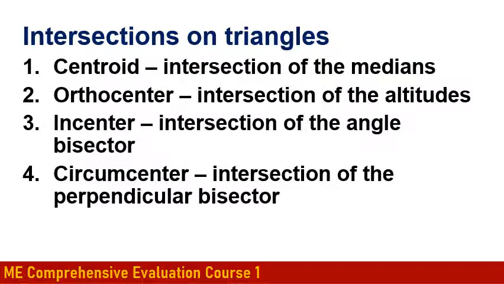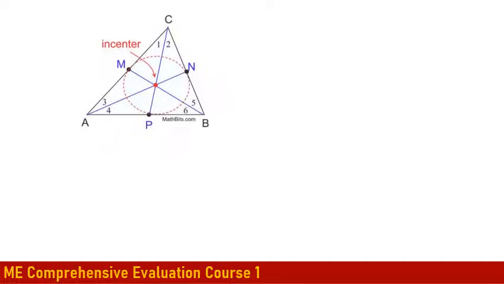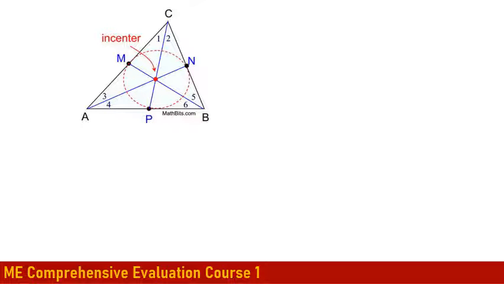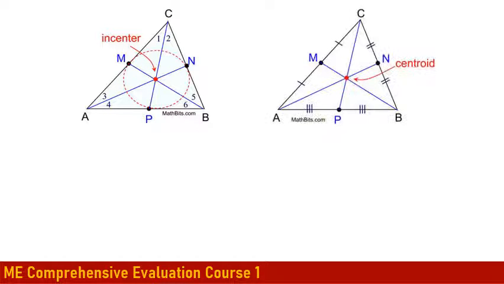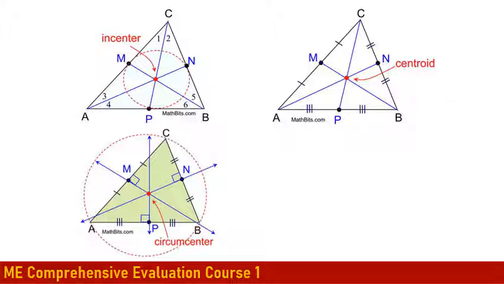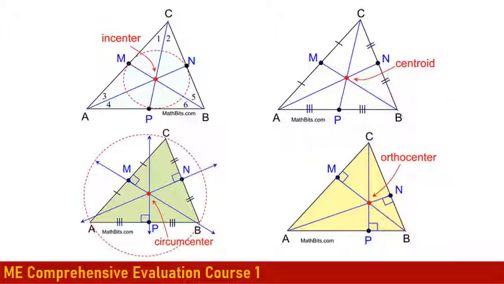The intersections on triangles are as follows. We have the centroid, which is the intersection of the medians, the orthocenter, which is the intersection of the altitudes, the incenter, which is the intersection of the angle bisectors, and the circumcenter, which is the intersection of the perpendicular bisectors. To know them better, I have here some illustrations for the incenter, the centroid, the circumcenter, and the orthocenter.